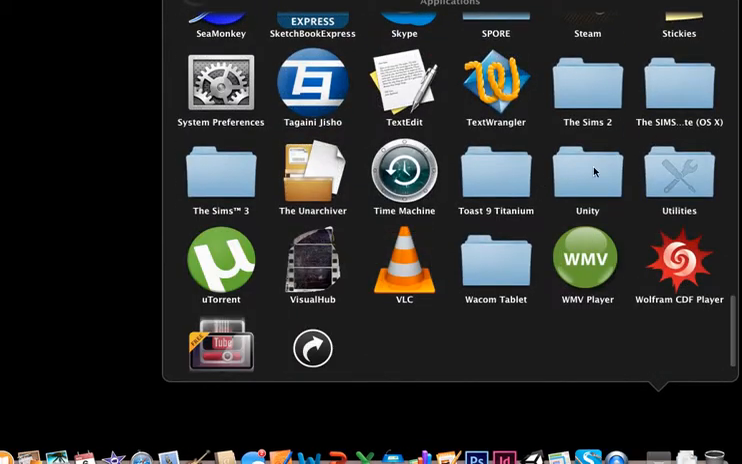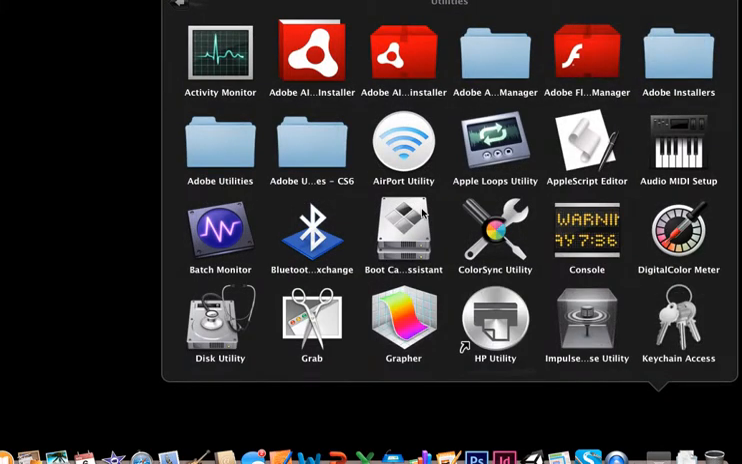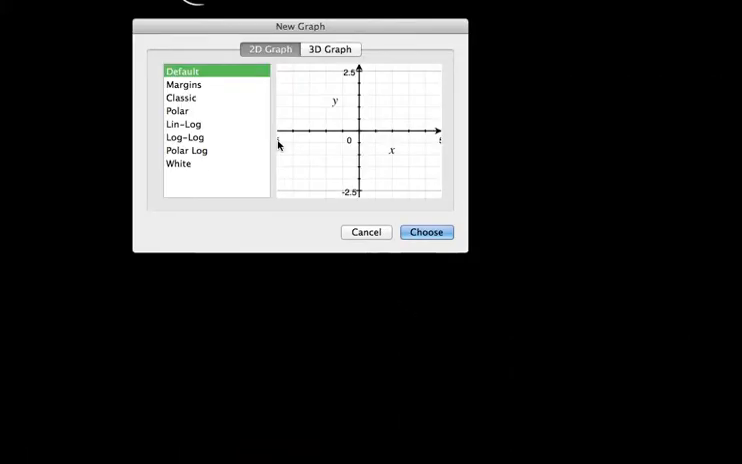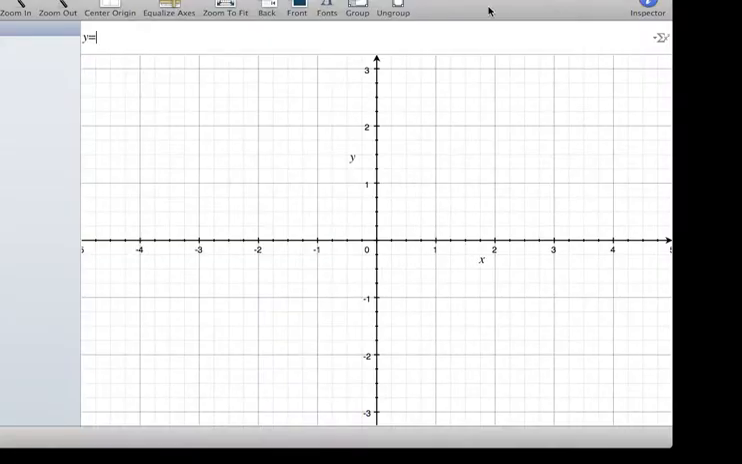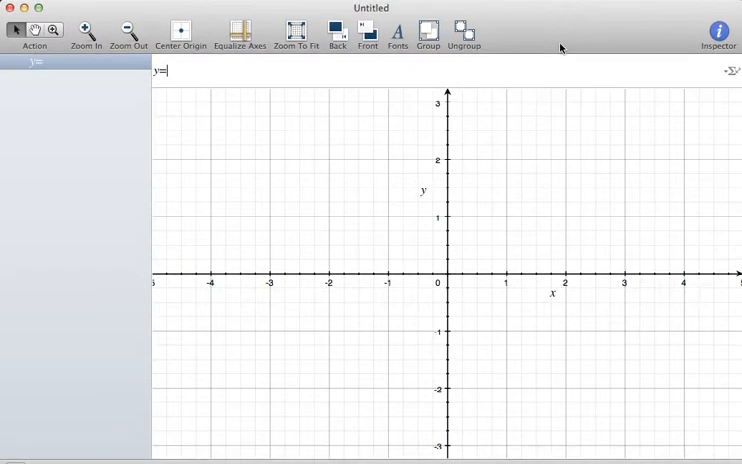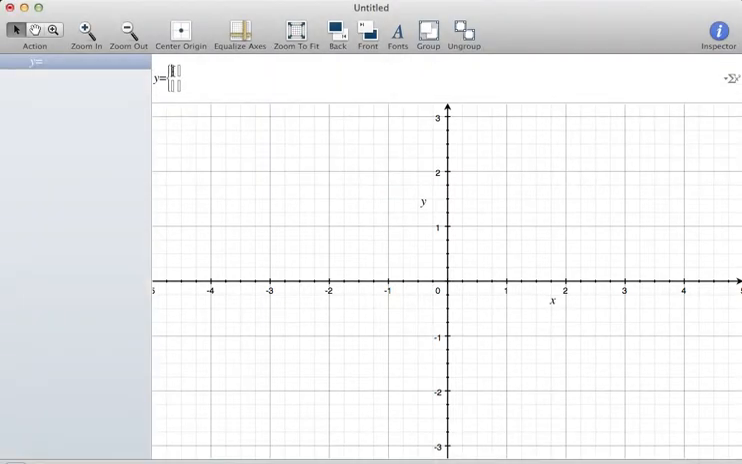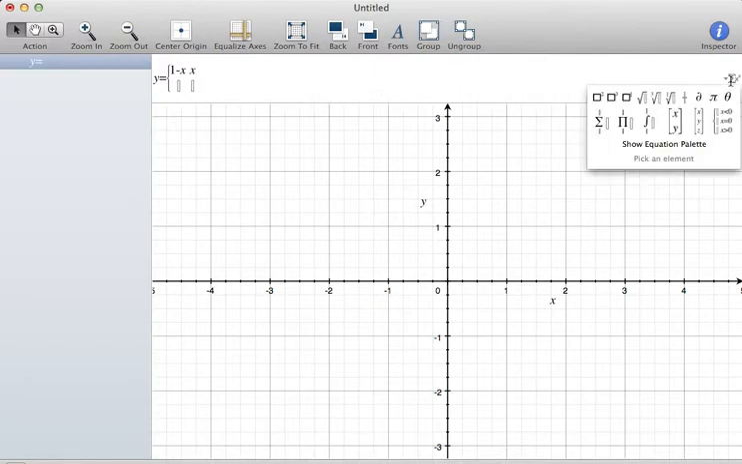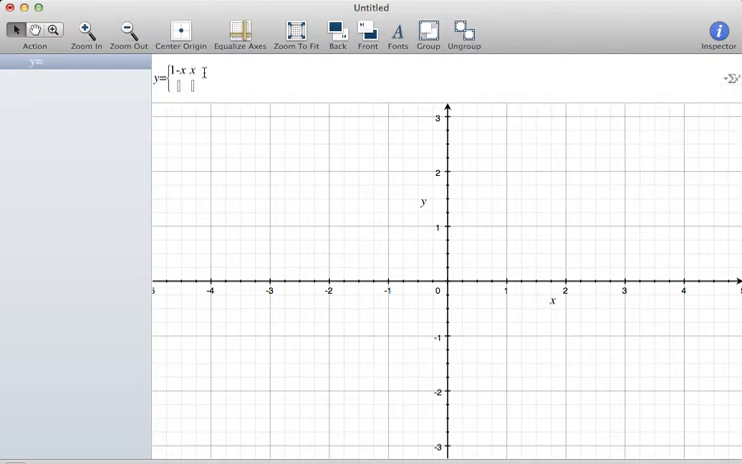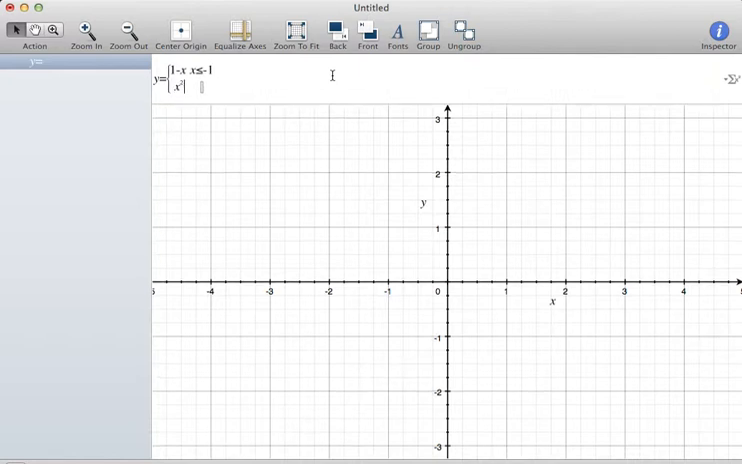So now I'm going to open up my Grapher program in Utilities, and that comes standard with all Macs. And I have a Mac, so we're going to open it up. I'm going to fit it to your viewing screen. So if you go here to piecewise, 2 conditions, and what did we say this was? We said 1 minus x if x is less than or equal to negative 1, and then x squared for x greater than negative 1.